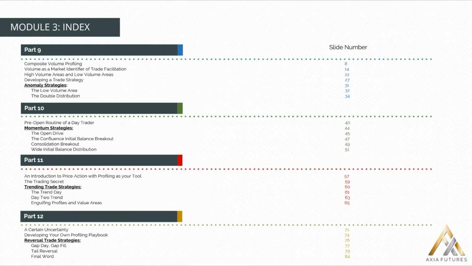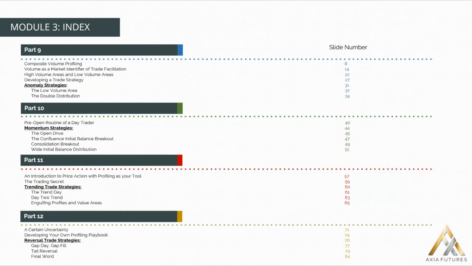Module 3's index looks as follows. There are 4 parts: Part 9, 10, 11 and 12. Each part will begin with a little bit of theory and end with unique trading strategies based on volume profiling.